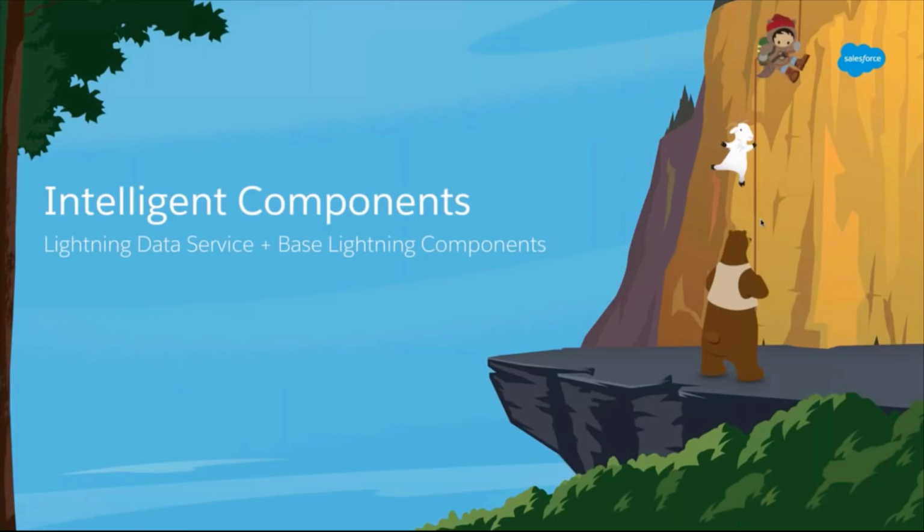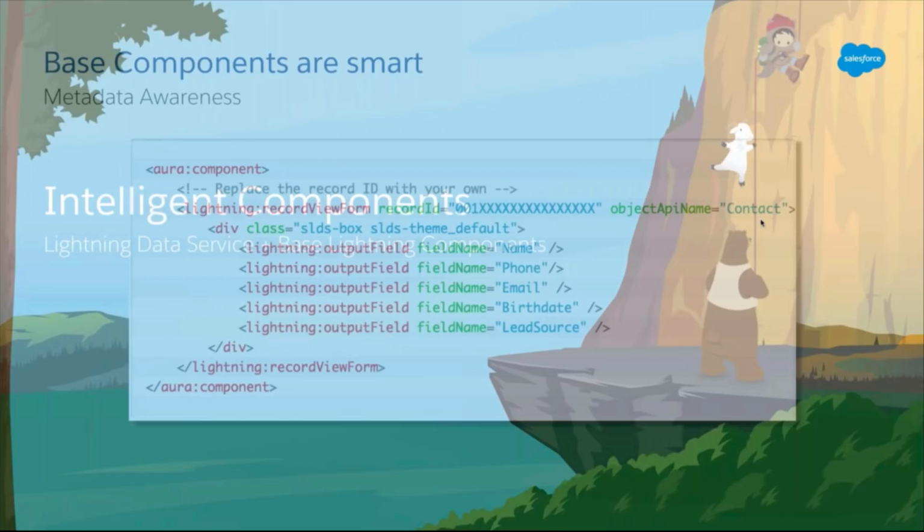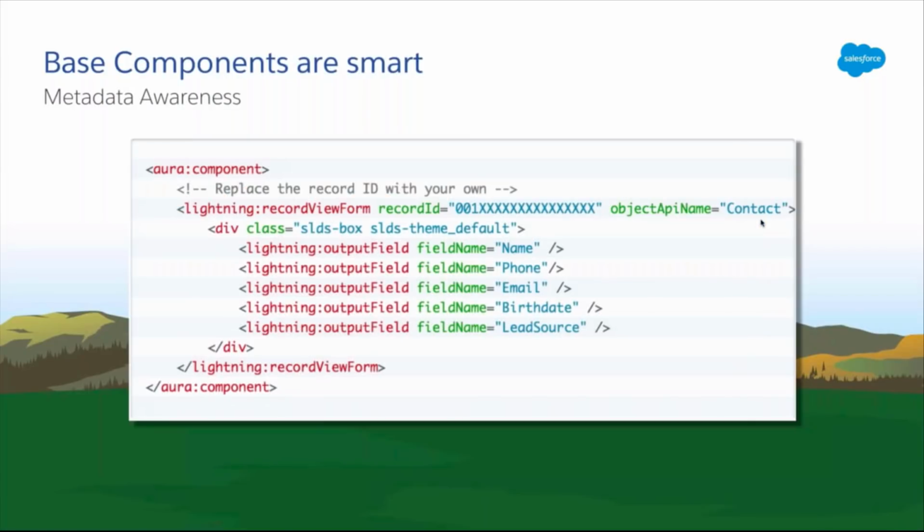And the way that we can do that is through intelligent components. You see, because we can combine that Lightning data service with base components. Now, those base components are now becoming more and more metadata aware. So one of the goals that I have in our component roadmap is for you to write as little Apex code as possible.